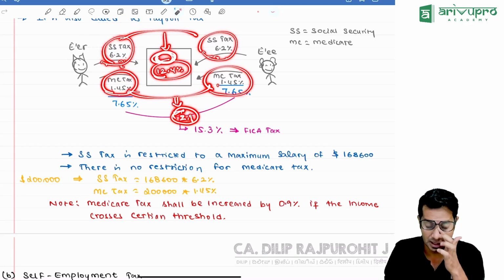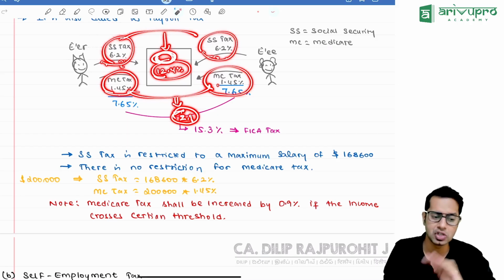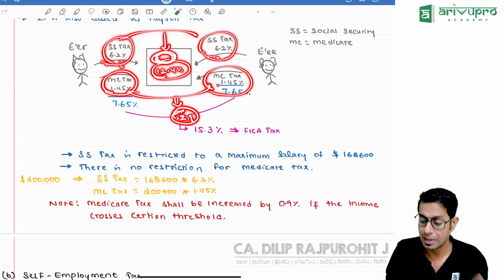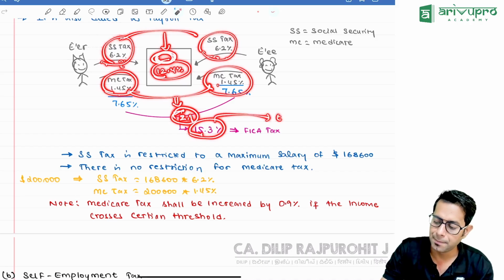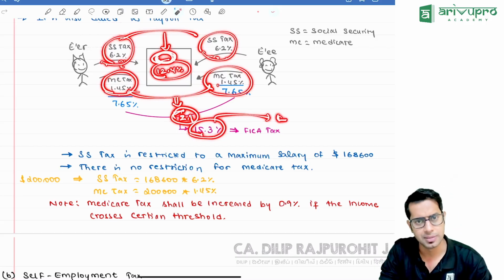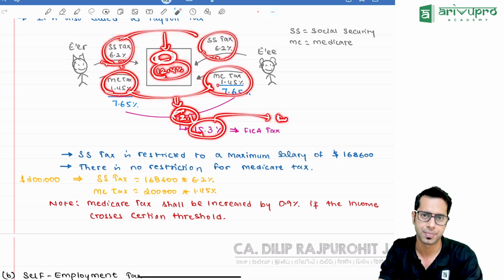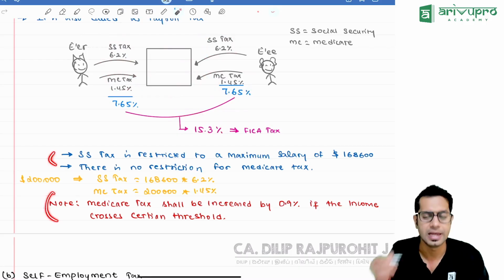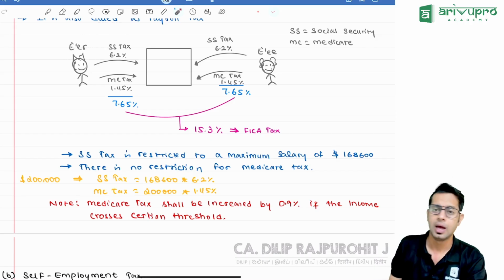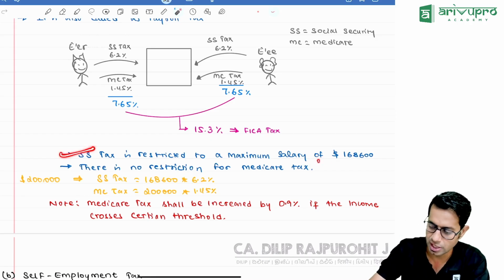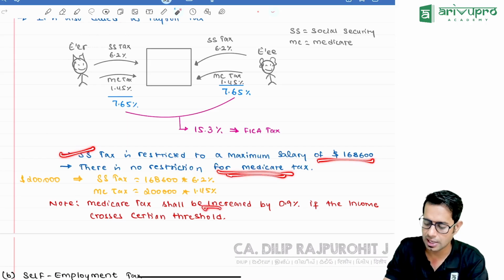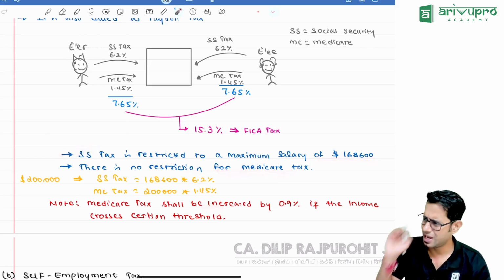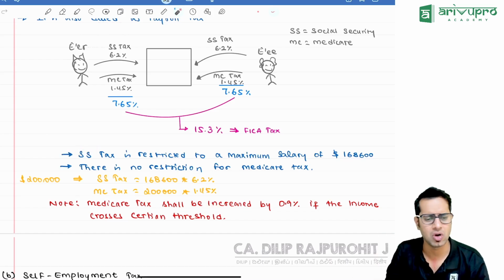In case of payroll tax or FICA tax, contribution was made by employer and employee equally. But here, the entire 15.3% which is required to be paid to the government will be paid by the individual himself, the taxpayer himself. He has no other person who is going to contribute for his benefit. Sir, are the conditions applicable here also? Yes, whatever conditions were normally applicable for FICA tax, for example, the wage base restriction, or the additional Medicare tax which will be collected, all these conditions are exactly the same. Exactly a copy-paste provision.